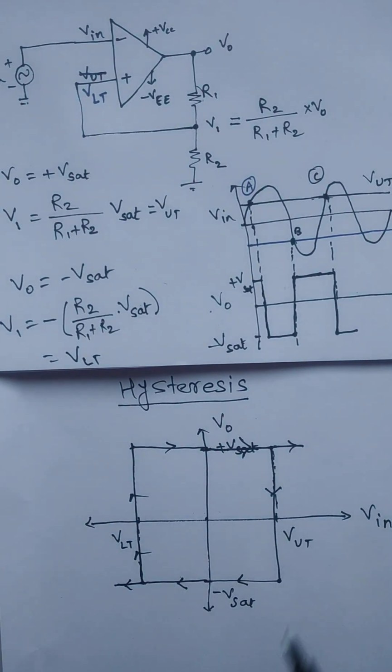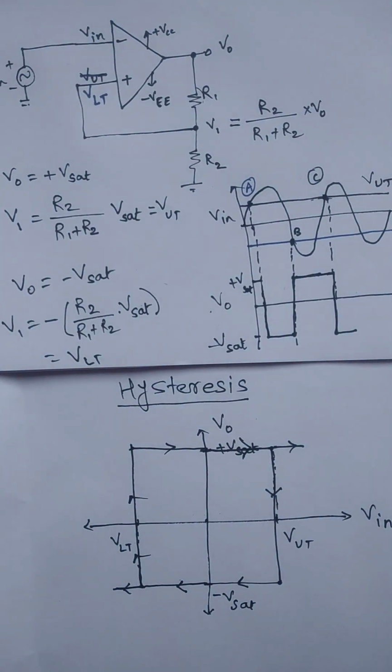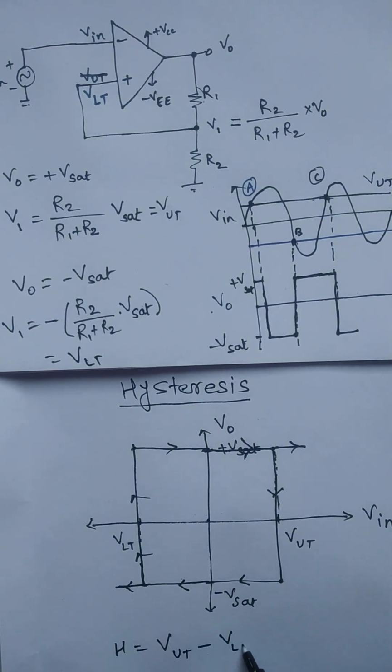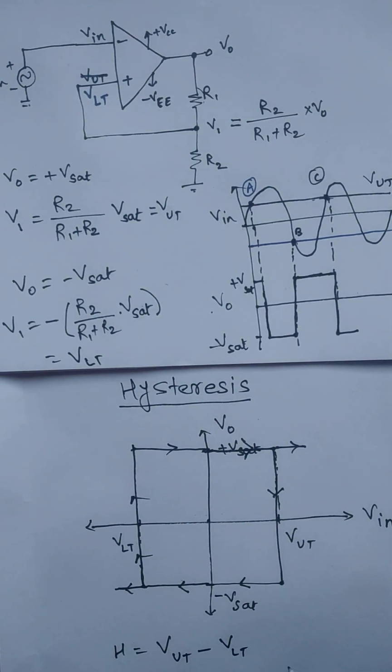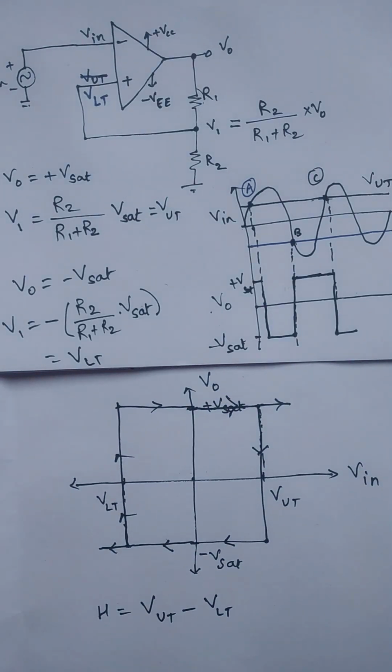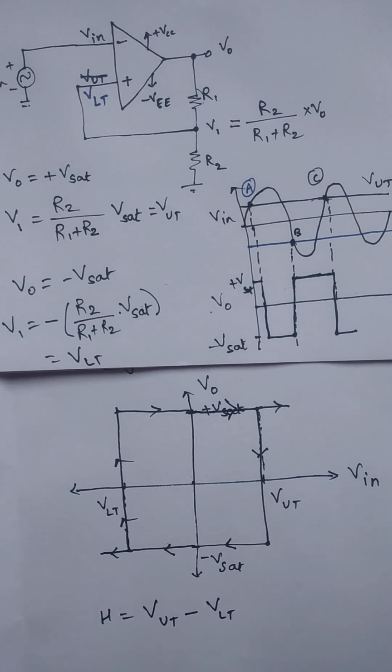Whatever diagram or curve we have drawn is called hysteresis. The formula for the hysteresis is equal to VUT minus VLT. Actually VLT is negative, but both are the same. Just do remember the concepts.